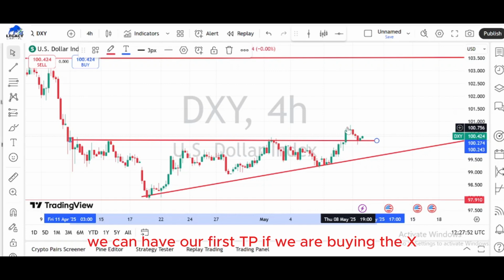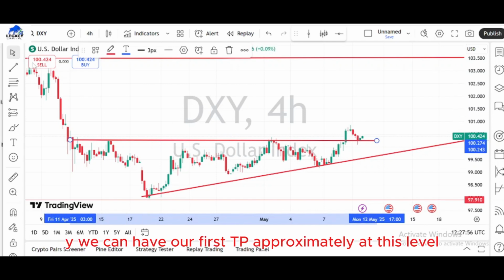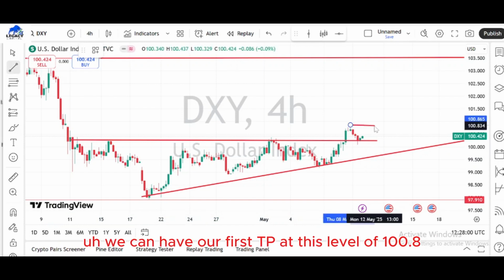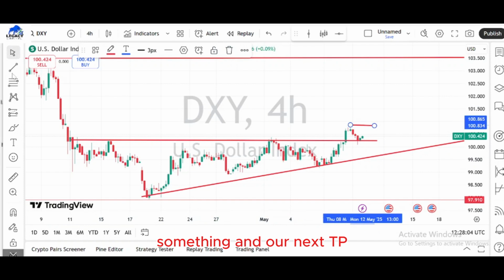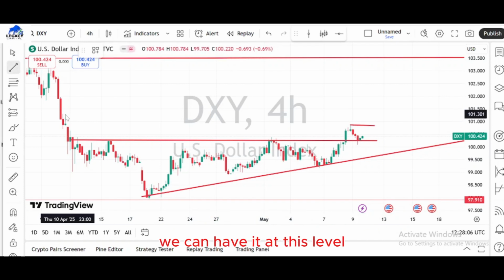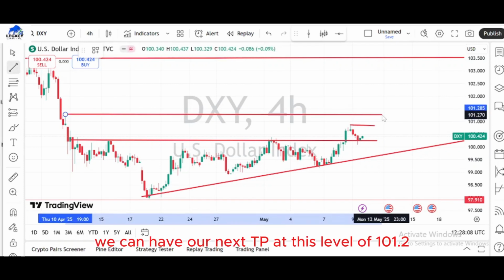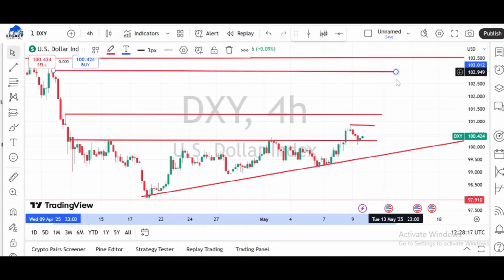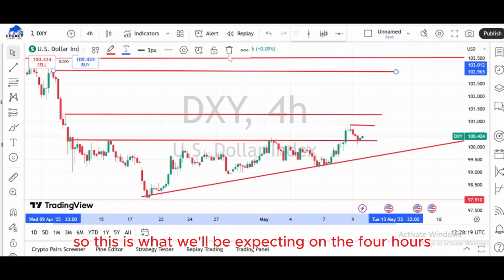We can have our first TP. If we are buying the DXY, we can have our first TP approximately at this level. We can have our first TP at this level of 100.8 something, and our next TP we can have it at this level. Starting from here, we can have our next TP at this level of 101.2, and obviously we can be expecting our TP to get to this level. So this is what we'll be expecting on the 4 hours.